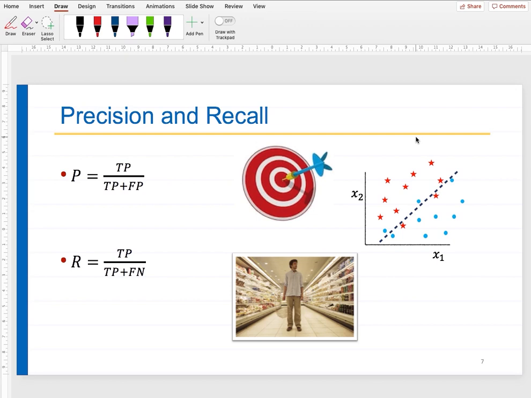That is precision. And recall means, let's say you go to the market and you didn't carry your shopping list. Maybe your mother gave you a shopping list and you forgot it there. Then you have to recall from your memory what all things were in the list. You have to recall, okay, there was milk. I think she told me milk. Okay, take milk.